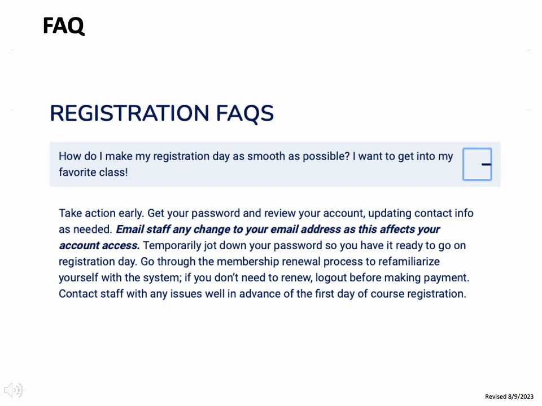Take action early. Get your password and review your account, updating contact information as needed. Email staff any change to your email address as this affects your account access. Temporarily jot down your password so you have it ready to go on registration day. Go through the membership renewal process to refamiliarize yourself with the system. If you don't need to renew, log out before making payment. Contact staff with any issues well in advance of the first day of course registration.